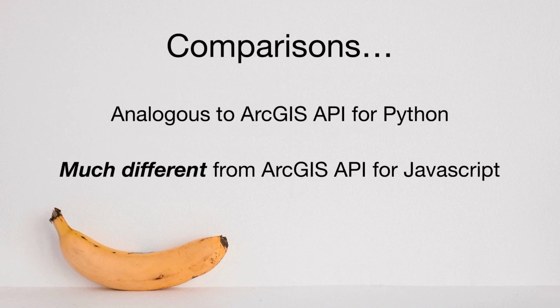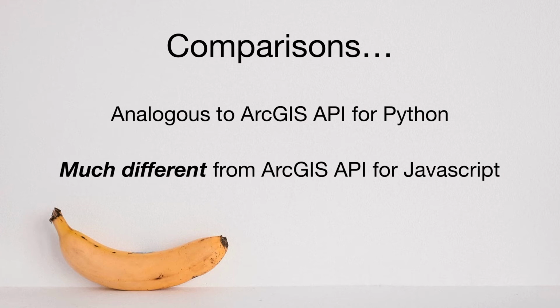As far as comparisons with other things that you might be familiar with from Esri, it's somewhat analogous to the ArcGIS API for Python. We don't have the same coverage of the entire Esri ecosystem that Python does, but we have a lot, and we'll go through the things that we have today. And I know that it's going to be expanded.